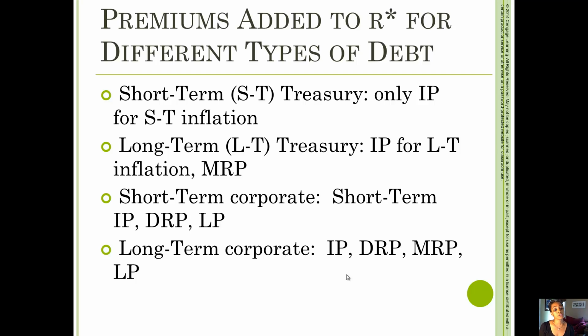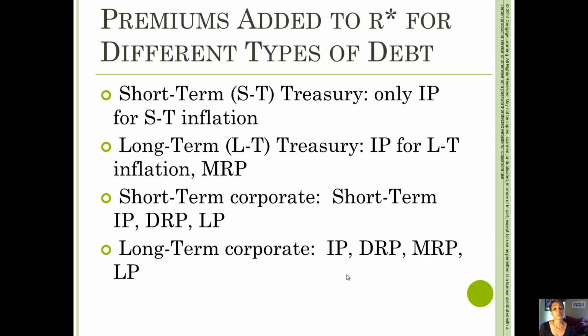Now if we switch away from treasuries to corporate securities, these do have a default risk premium and a liquidity premium because they're not backed by the full faith and credit of the U.S. government, so there is a possibility of default, and they're not necessarily as liquid as treasury securities. That's why we have to add those two premiums, DRP and LP, to corporate securities.